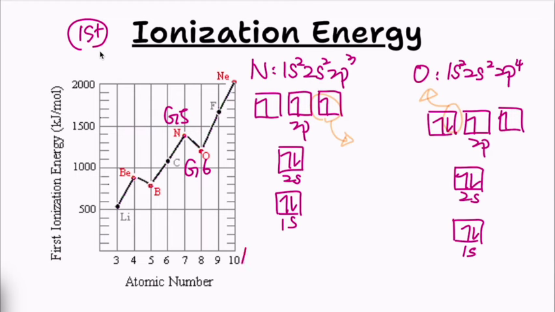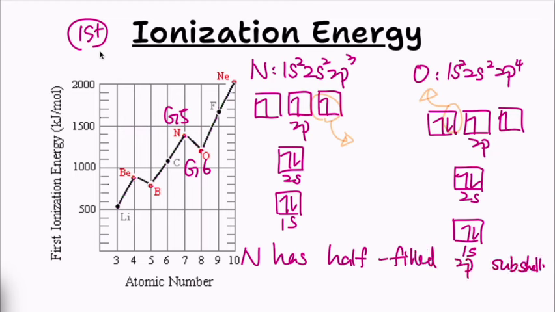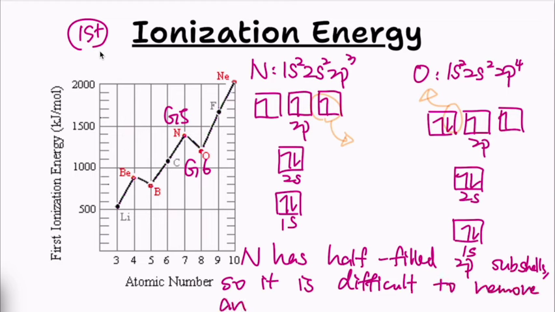So it is because nitrogen has a half-filled 2p subshell. So it is relatively difficult to remove an electron from the 2p subshell of nitrogen.